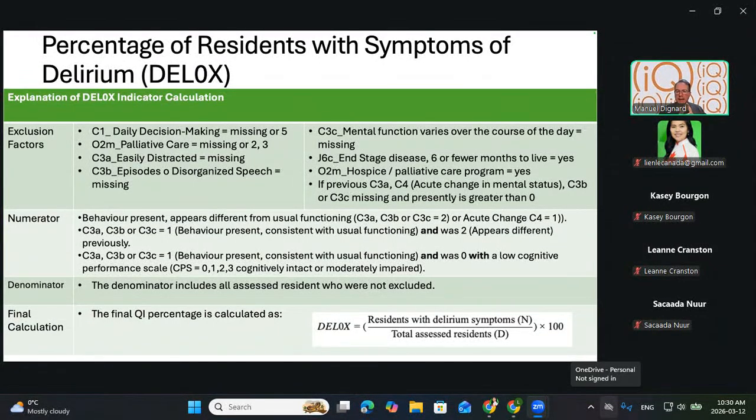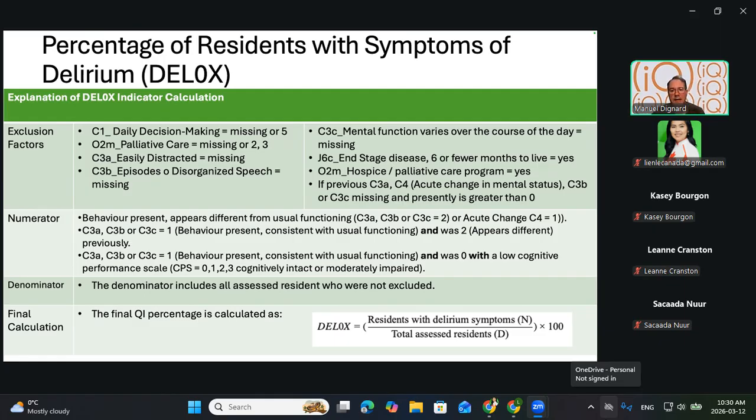This quality indicator measures the percentage of residents that are showing signs of delirium, right? Which is a sudden and severe disturbance in mental abilities. So delirium is often under-recognized, but it can indicate serious underlying issues: infections, dehydration, medication side effects, acute medical crisis.